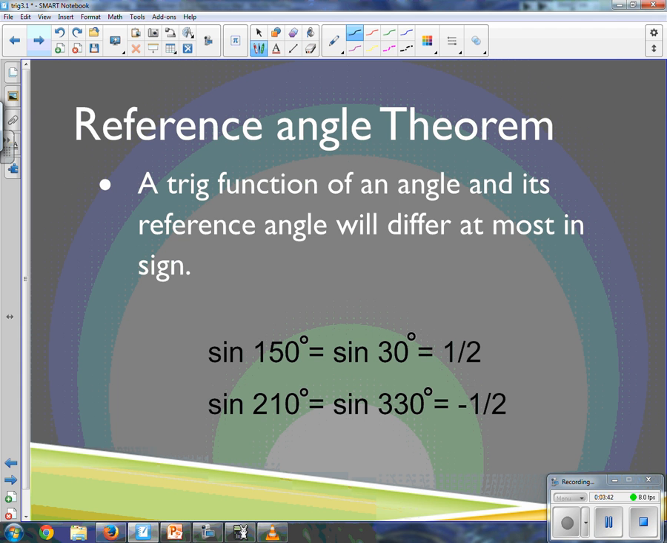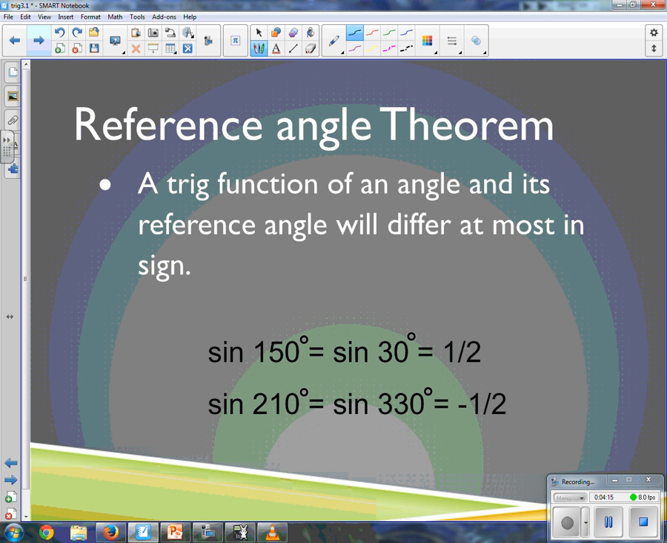Where we'll use this is the reference angle theorem, and it states a trig function of an angle and its reference angle will differ at most in sign. So in other words, if you find the sine of an angle, and you find the sine of its reference angle, you're going to get the same number as your answer both times. If anything, the sign will differ, meaning maybe one of them's positive, the other one's negative, but the number won't change.